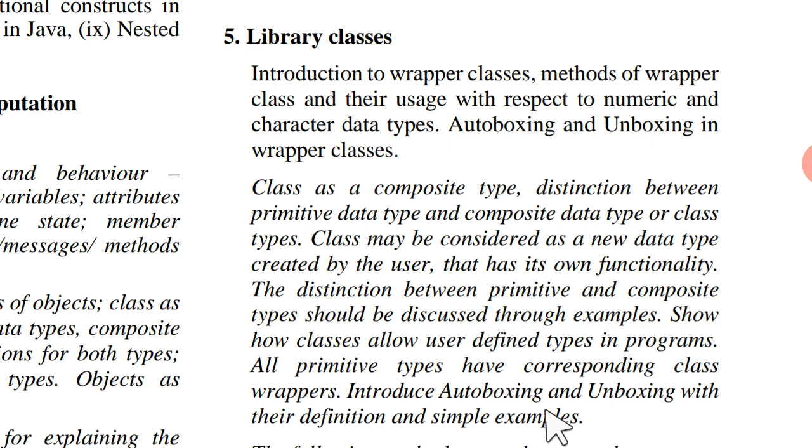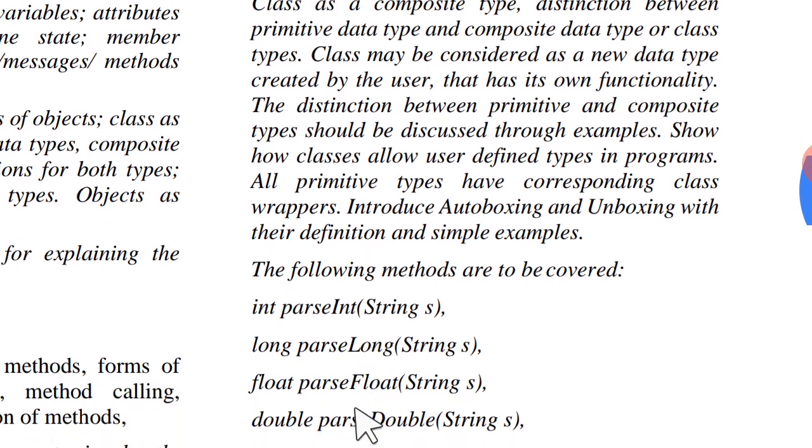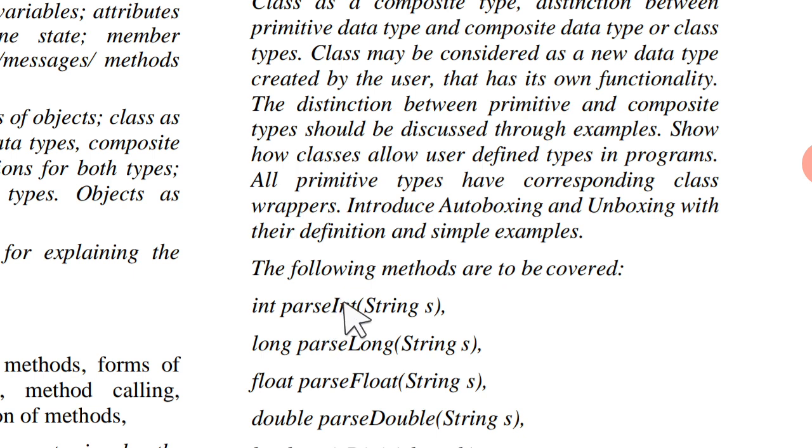All right, so students, when they talk about these wrappers, that means you have to be clear about primitive data types, and then we'll discuss the class and then the wrapper class. What is the connection between the primitive types and the wrapper classes? Quite important. After that, students, the following methods are to be covered: parseInt(String s), parseLong, parseFloat, and parseDouble. In the brackets you can see a string argument everywhere, because the string is converted to int through parseInt, to long through parseLong, to float through parseFloat, and to double through parseDouble.